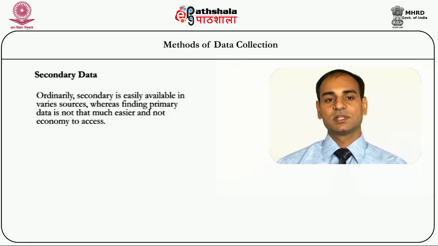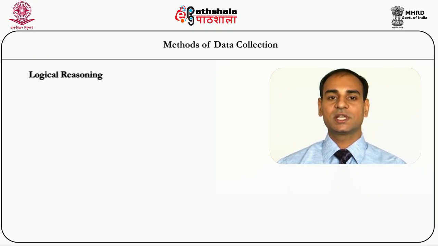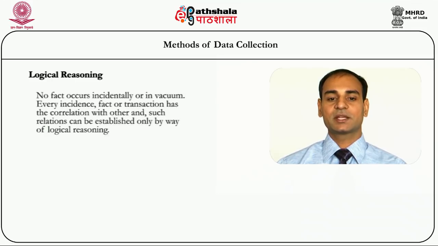After primary and secondary sources, another method applied for data collection is the reasoning method, or logical reasoning. Basically, no fact occurs incidentally or in a vacuum. Every fact has a concern with other facts. Any problem studied by the researcher for his research purpose, he should collect the data and information after analyzing the logical relationship of that information with the existing problem, theory or phenomena. For establishing that relation between the problem and data collected, therefore, it requires reasoning, legal reasoning, rational reasoning.